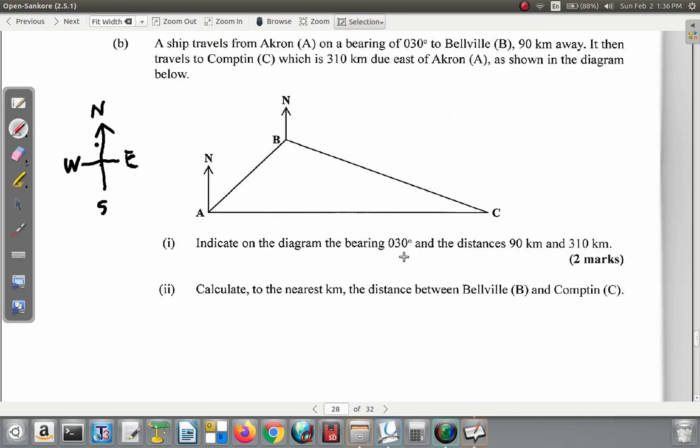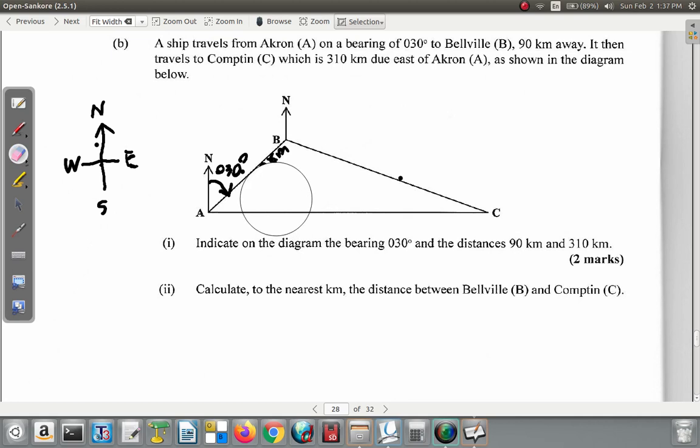Well, you know, bearings are written in 3 figures, and bearings are measured from the north in a clockwise direction. It says from A to B on a bearing of 30 degrees. So the bearing of 30 degrees would be this, 030 degrees. Then the 90 kilometers will be this distance here. This is the 90 kilometers.